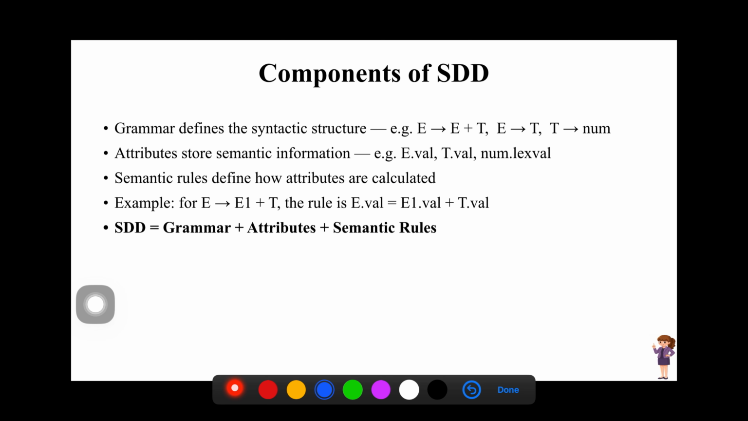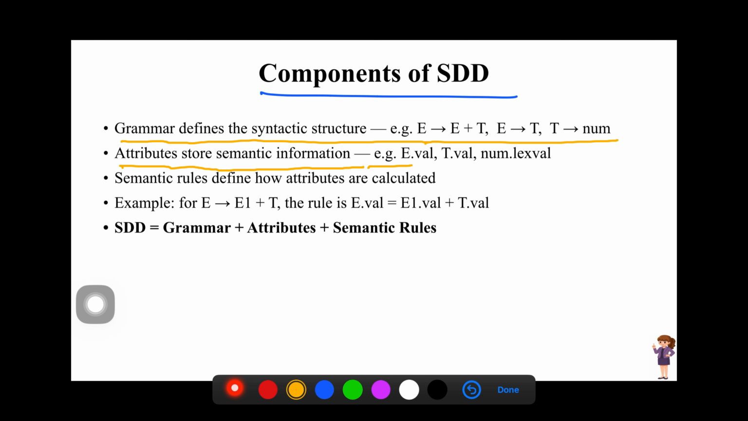Components of SDD. An SDD has three important components. The first is grammar production. For example, E produces E plus T. This describes the syntax of an expression. The second component is attributes. The attribute stores the information related to the grammar symbols. For example, E.val can store the value of an expression. The third component is semantic rules.